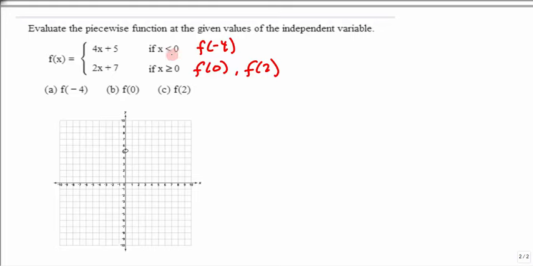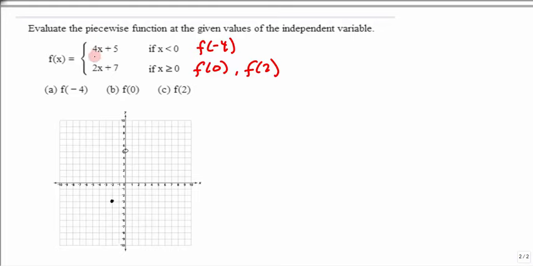Now next I can go ahead and plug in something like maybe negative 2. So let's look at negative 2. 4 times negative 2 is negative 8. Negative 8 plus 5 is negative 3. So at negative 2 I go down to negative 3.